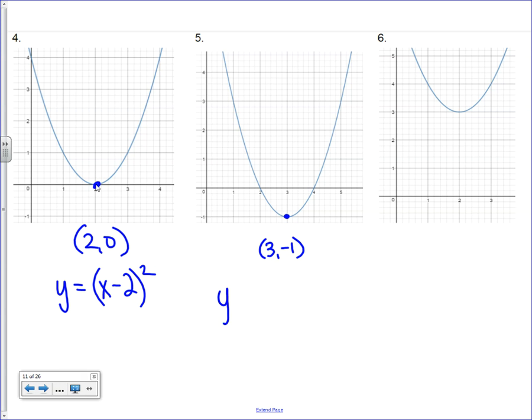So if we go to the left, what does that mean? We're not plussing 3. It's going to be x minus 3, -1. Yep. Okay, and last one here. Where's my vertex? 2, 3.